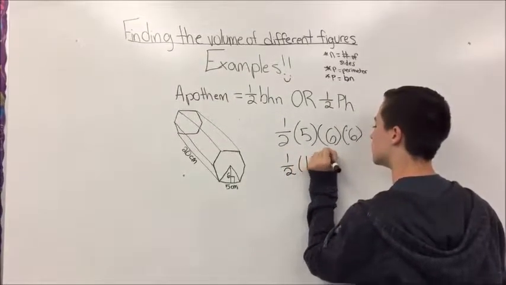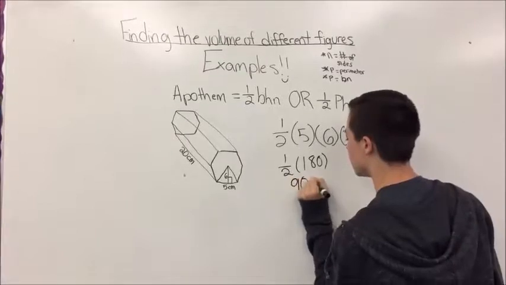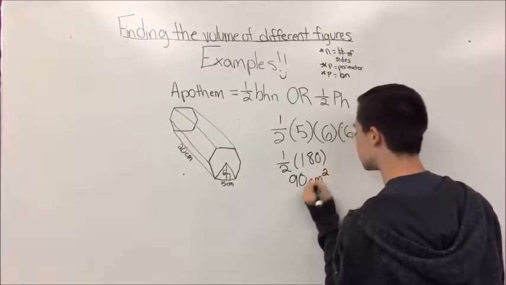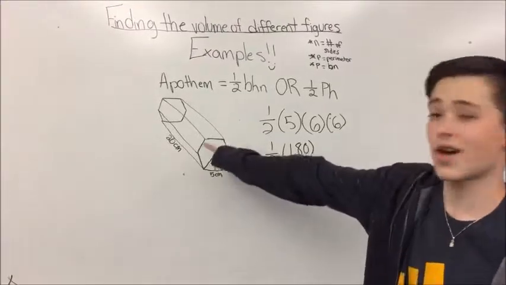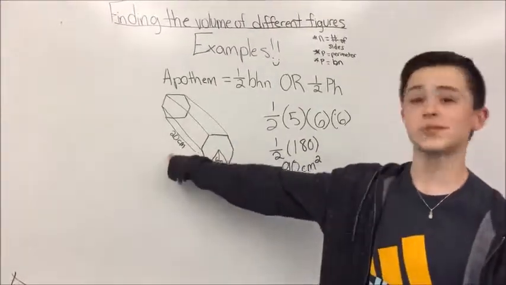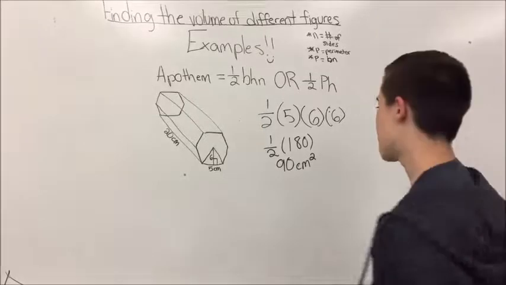Okay, so how do we solve it? Wait, time out. Since you know that the area of apothem is also just the area of the base, you simply will just multiply by the height, and that's your total volume.